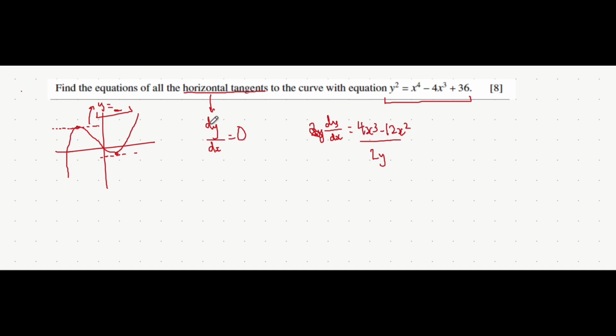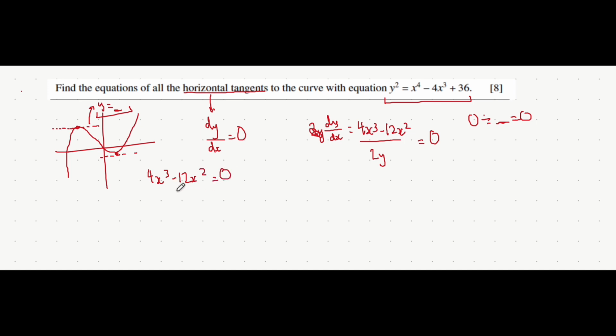Now, if you remember, I mentioned that dy/dx, we have to set that as being equal to 0. Now, when does a fraction equal 0? Well, you can never divide by 0. That's impossible. But when the numerator is 0, 0 divided by anything will always equal 0. So that means that this fraction is equal to 0 strictly when the numerator, 4x cubed minus 12x squared, equals 0.